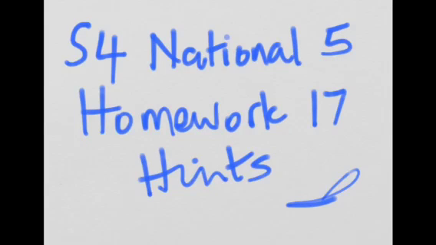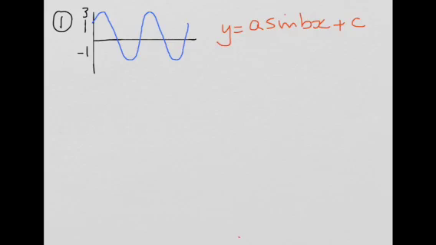Here are some hints for homework sheet 17. First question, you have to name the blue graph. Now, first thing we notice is that the graph goes up, down, and then back up again. Now that to me looks like it's a sine graph, so that's the first thing I've identified.